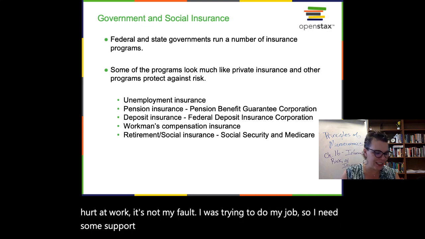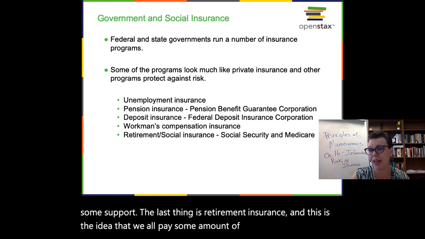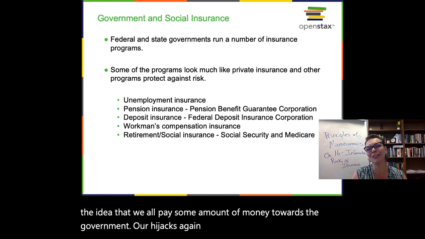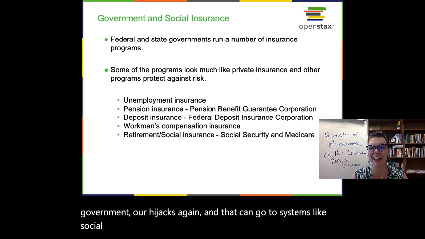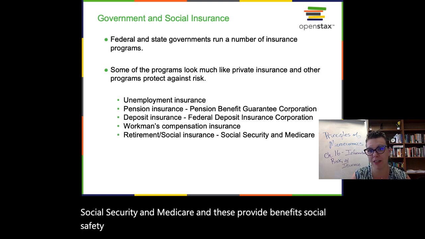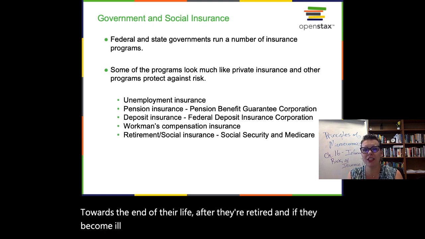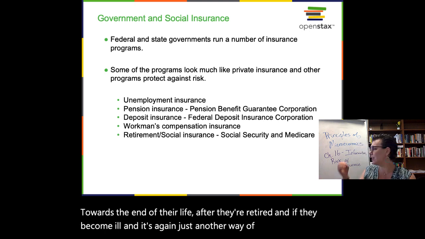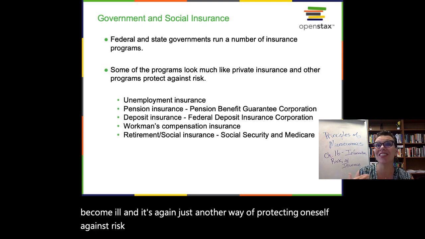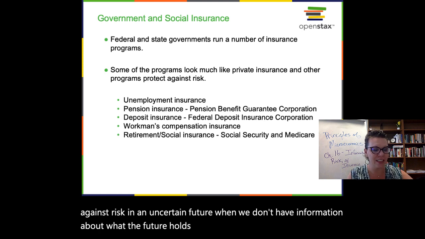The last thing is retirement insurance. And this is the idea that we all pay some amount of money towards the government out of our paychecks again. And that can go to systems like Social Security and Medicare. And these provide benefits, social safety net benefits, or social insurance to people towards the end of their life, after they're retired, and if they become ill. And it's, again, just another way of protecting oneself against risk in an uncertain future when we don't have information about what the future holds. So that's another example of how insurance can work.